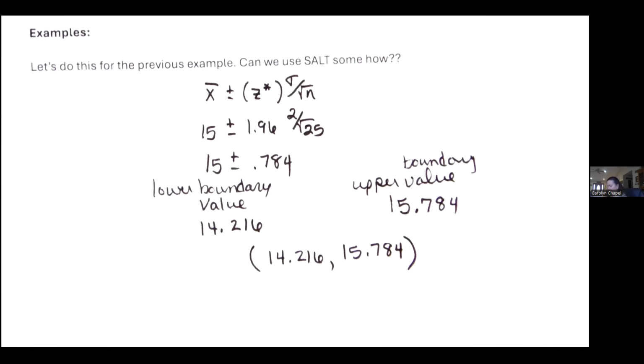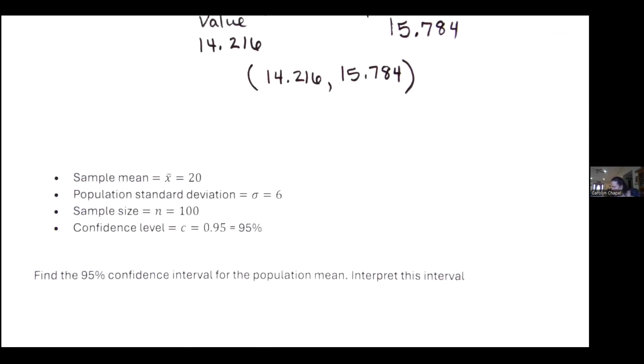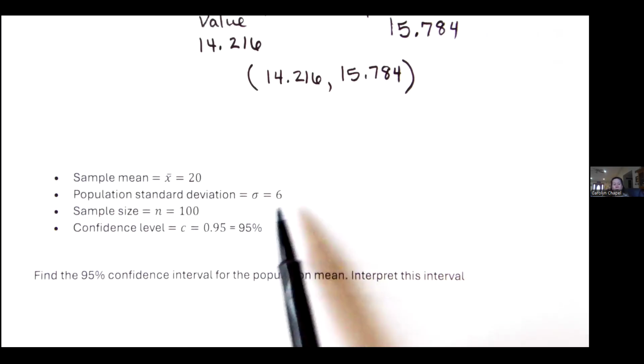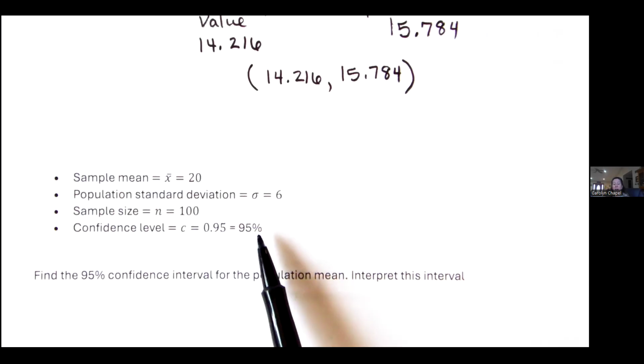So let's try another one real quick. So let's say we have a sample mean. I don't know what we're measuring. Doesn't really matter. We have a sample mean of 20. Our population standard deviation is 6. We had a sample size of 100, and our confidence level again is 95%. So we want to find the confidence interval, so our lower bound and upper bound, for the true population mean. So being 95% confident, then it's going to be in that interval.